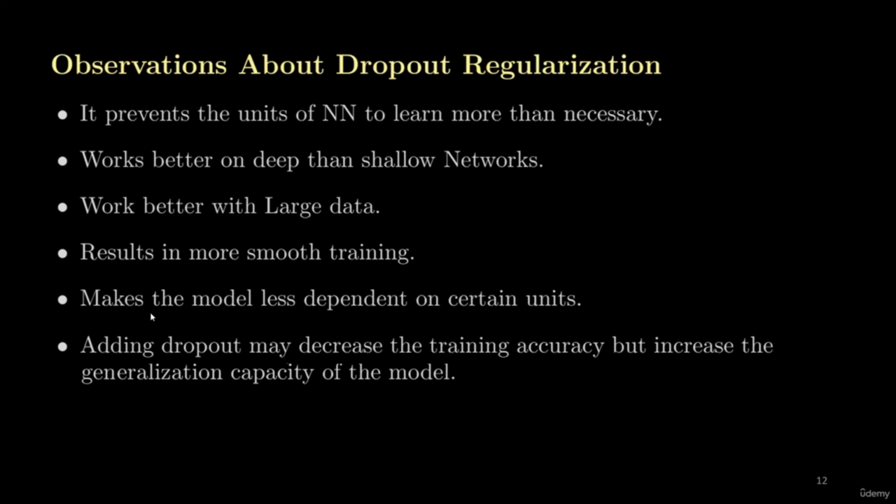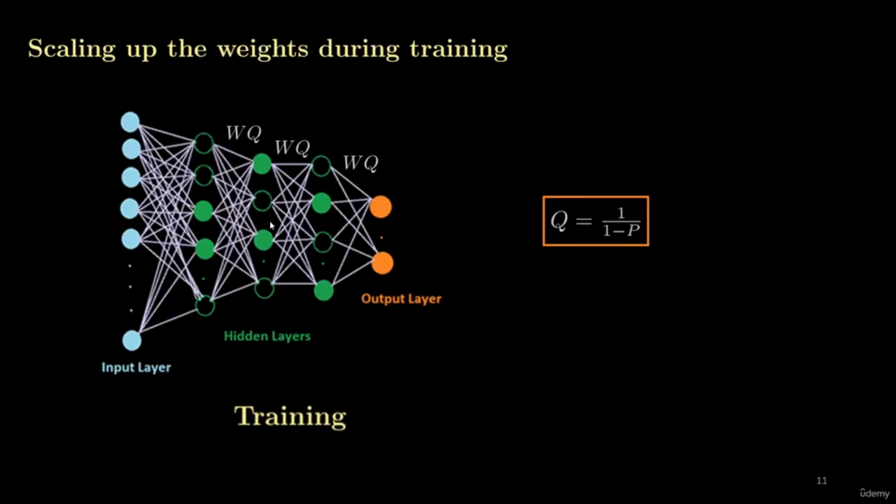The next point is that dropout regularization makes the model less dependent on certain units. During the training, some of the nodes start to depend more on some of the previous or the next nodes, especially on the previous node. What happens if the learning of that node is totally dependent on this every time? In that case, it will not learn by itself, and its learning will depend on that.